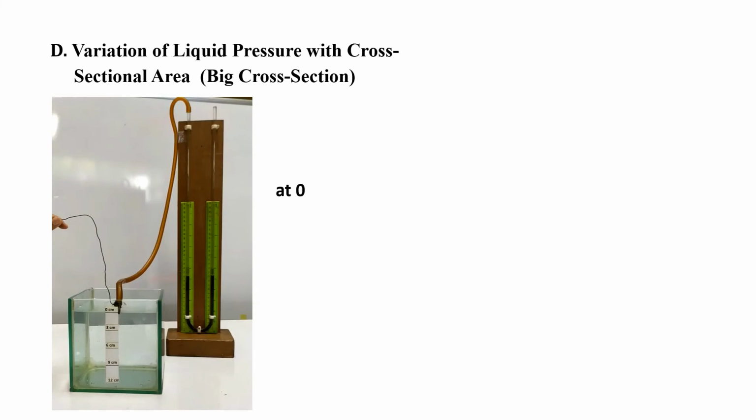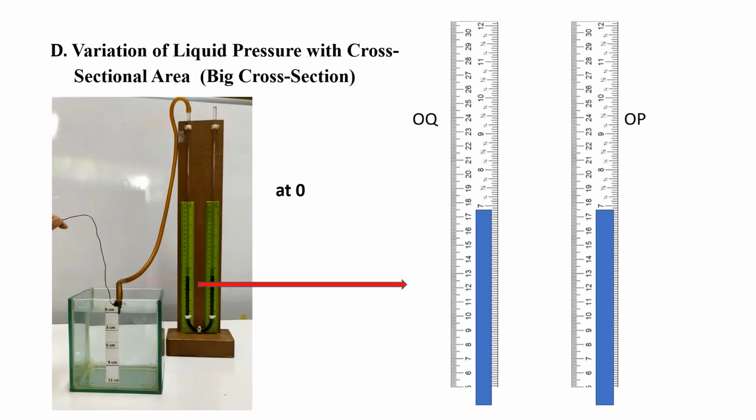So for part D, the variation of liquid pressure with cross-sectional area, this time we'll be using the bigger cross-section. Note that the probe is again upside down and its position is first at the 0 centimeter mark. Read and record OQ and OP on the table designated for this part of the experiment.